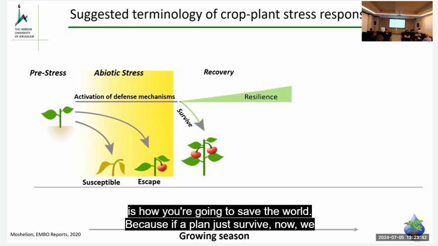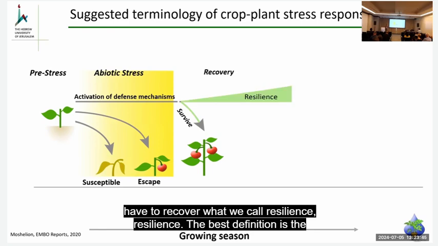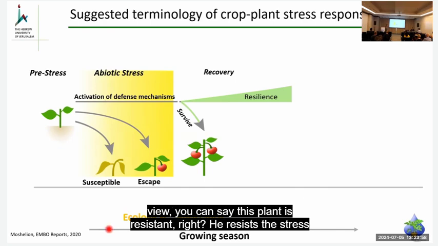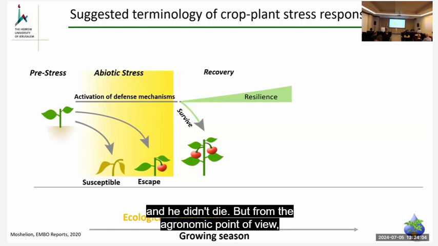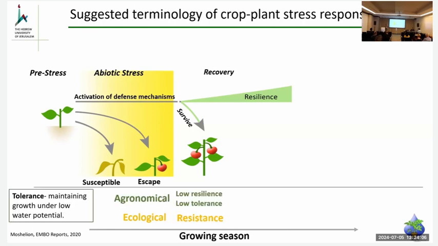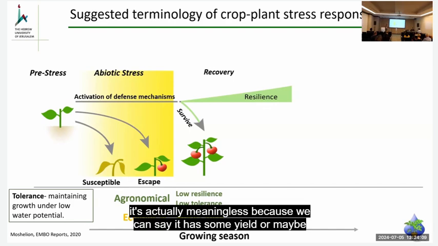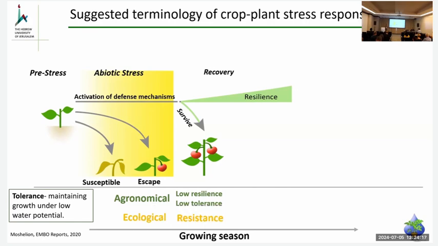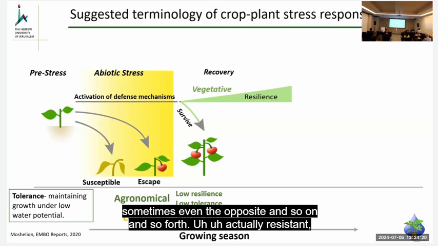Because if a plant just survives, now we have to recover, what we call resilience. Resilience, the best definition is the recovery from stress. Many times I see resilience in totally different aspects. Now, even if you recover from the stress, from the ecological point of view, you can say this plant is resistant, right? He resists the stress and he didn't die. But from the agronomic point of view, it's actually meaningless because we can say he has some yield or maybe tolerant the stress, but from the agriculture point of view, this is not a good trait. Sometimes even the opposite. And so on and so forth.